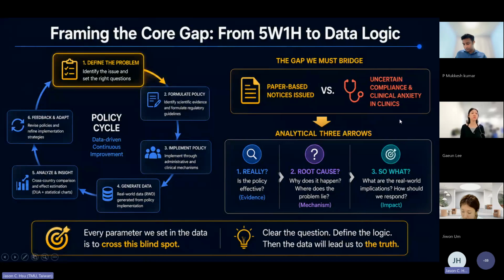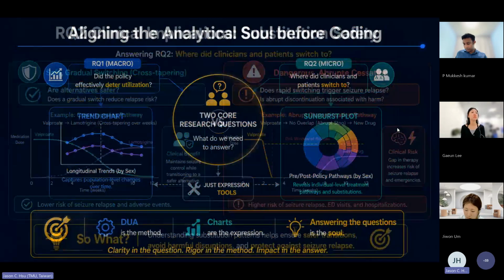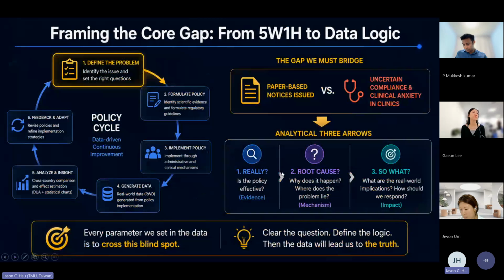And to close the blind spots, we have three analytical arrows we need to discuss. The first, number one, is: is the policy truly effective or not? And we will establish the real-world evidence to answer question number one.